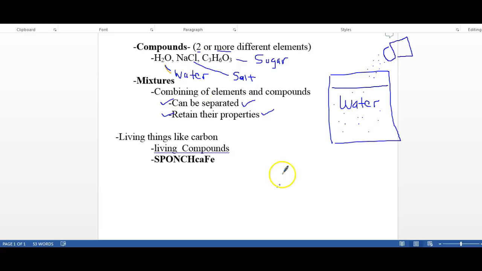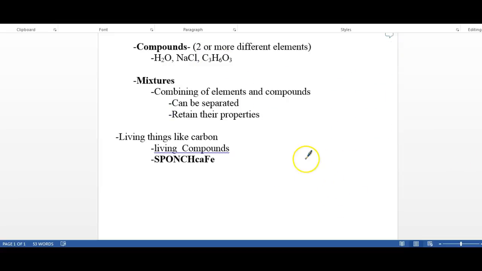Okay, and then the last thing I wanted to tell you about all this, I'm going to erase this one more time, is that if you're a living thing, some of the elements that work together and some of the compounds that form are very unique for living things. And we use an acronym to identify those, and that's Sponge Cafe. And each one of these letters represents an element. So this is sulfur.